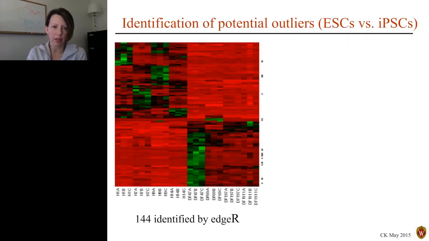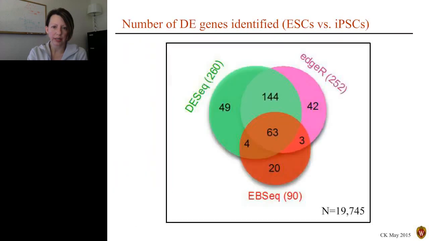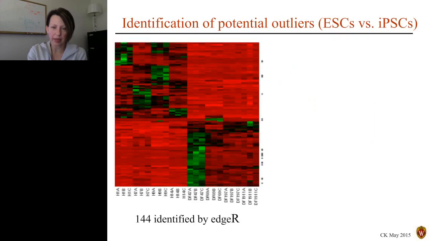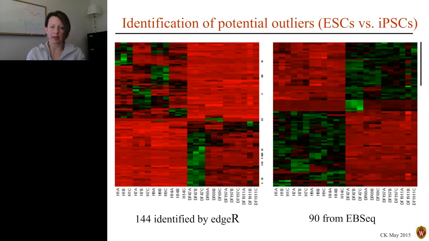So here's a heat plot of the 144 genes identified by EDGE-R that are not identified by EB-seq, but they are identified by DE-seq as well. And you can see them here. Many of these look okay, but many of them look like they might be outliers in this region here, right? This is in contrast to those that are identified by EB-seq, where many of these look okay, but the ones I'm highlighting in this red line look like they might be outliers.